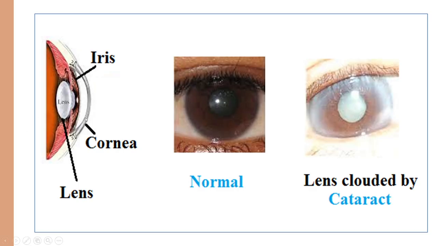This is just to remind you of the anatomical position of the cornea. It is a glass-like structure. It is avascular. It does not contain vessels. Normally, it is clear, and this is a cornea that is clouded by cataract.